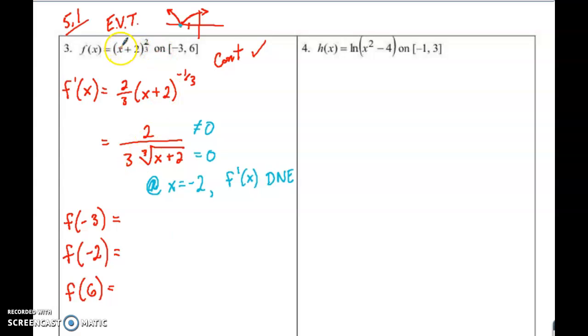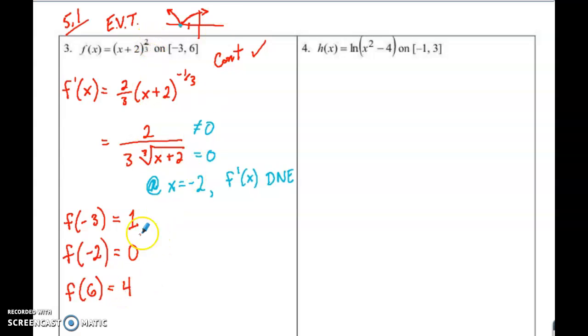So I think you could do this in your head, because negative 3 plus 2 would give me negative 1. The cube root of negative 1 would be negative 1. Negative 1 squared is positive 1. Or you could use a calculator. Plug in negative 2 plus 2 is 0. To any positive power is still 0. And then plug in 6 plus 2 is 8. The cube root of 8 is 2. To the second power would give me 4.